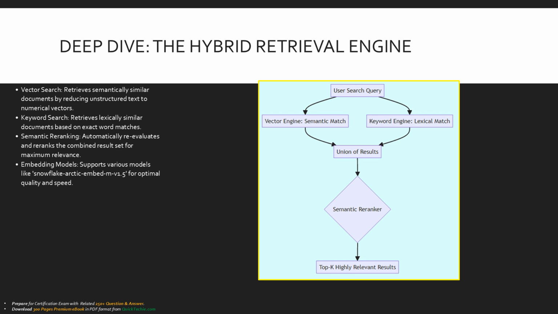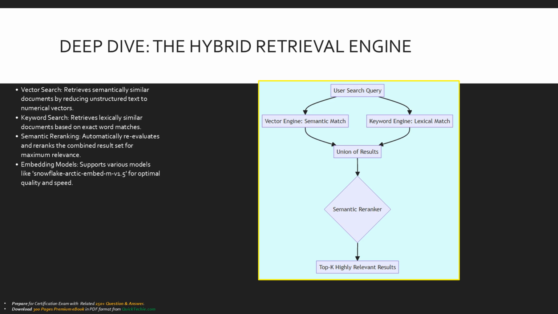But Snowflake doesn't stop there. The results from both searches are combined and passed through a semantic re-ranker. This final re-ranking step intelligently evaluates the combined results and reorders them to ensure the absolute most relevant documents appear at the top. You also have the flexibility to choose the underlying embedding model, such as the highly efficient Snowflake Arctic embed models, tailoring the engine to your specific language and performance needs.